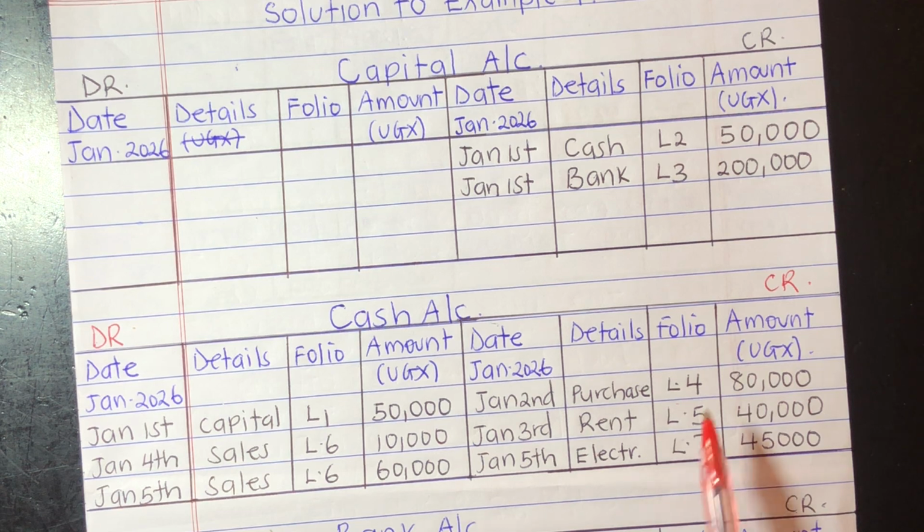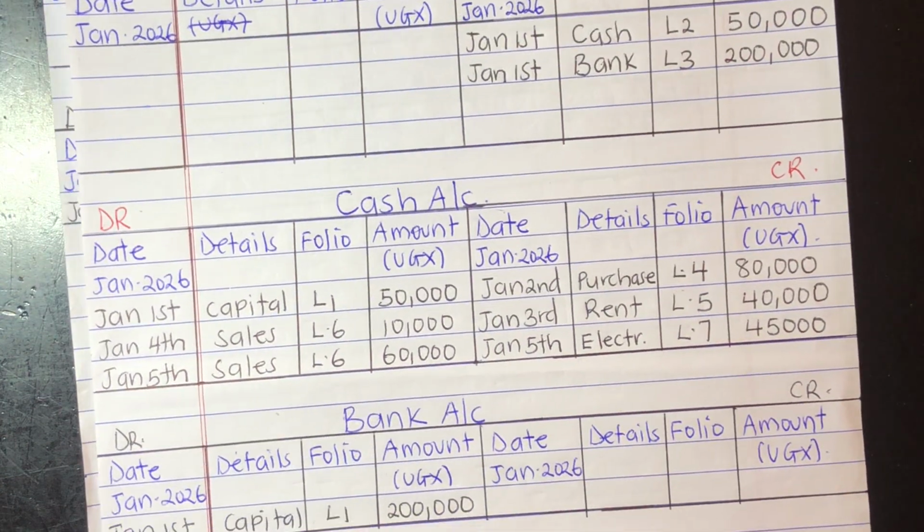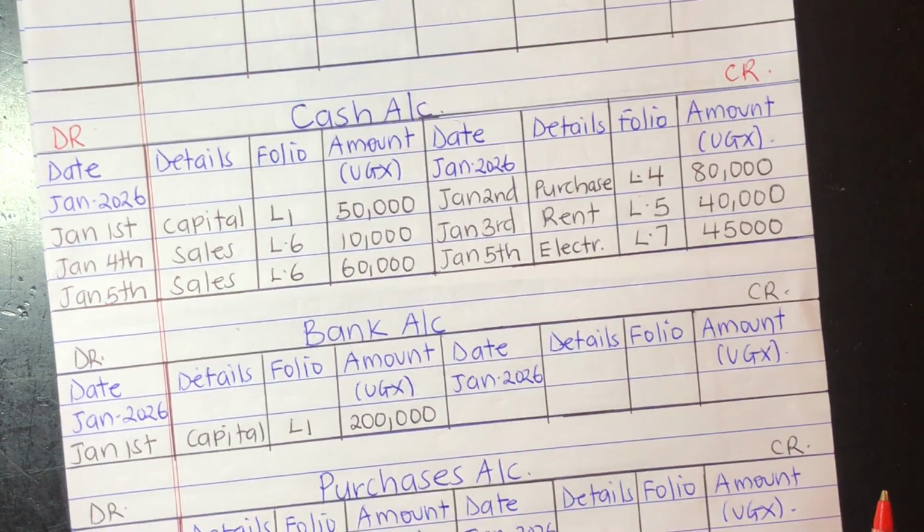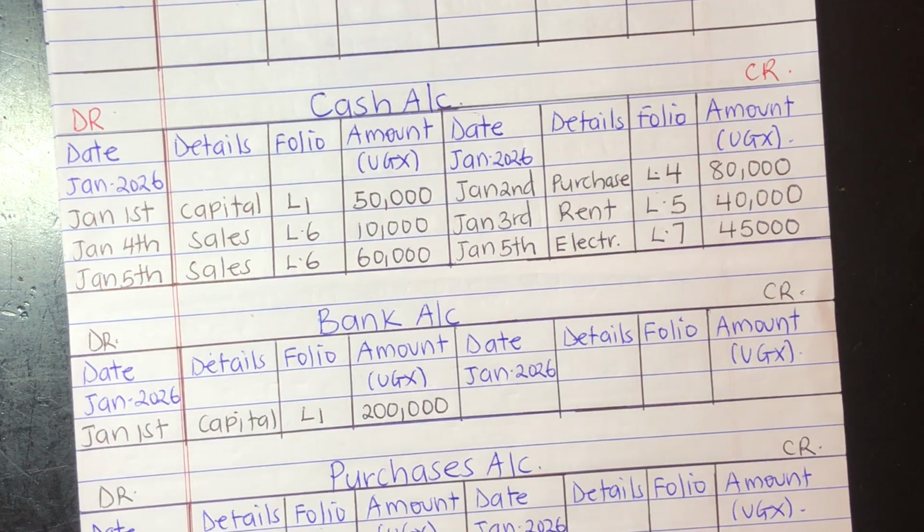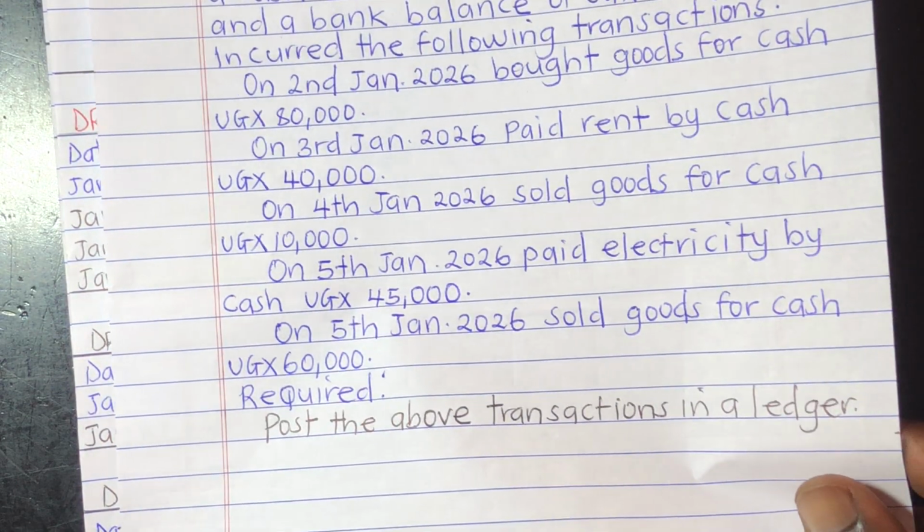So this is how we record it twice. You're seeing how we record it twice. Now we are done with the second transaction. Let's go on to the third.